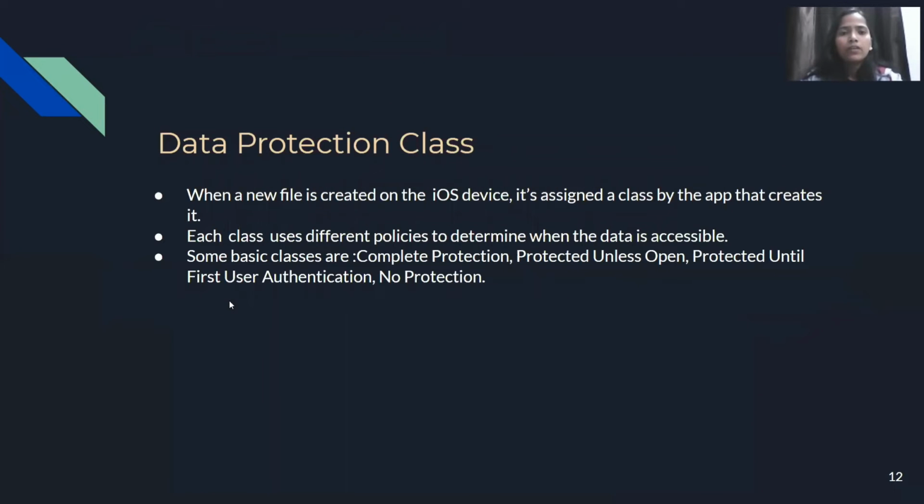Now, data protection class. When a new file is created on an iOS device, it's assigned a class by the app that creates it. Each class uses different policies to determine when the data is accessible. Some basic classes are complete protection, protected unless open, protect until first user authentication, and no protection.